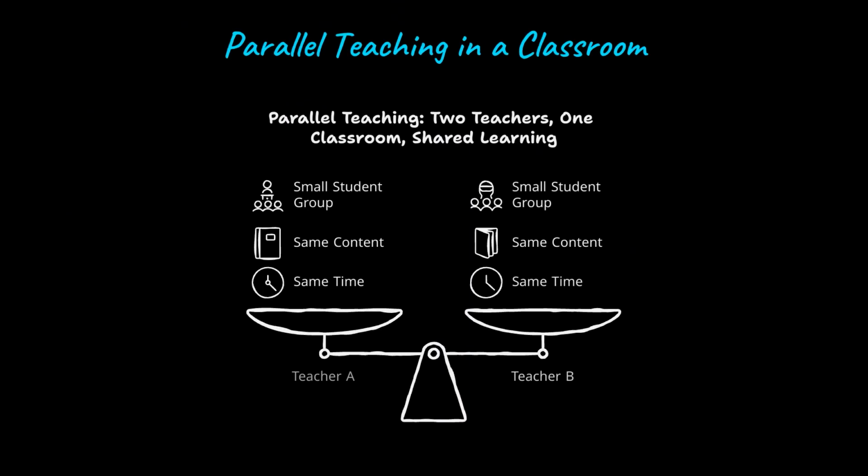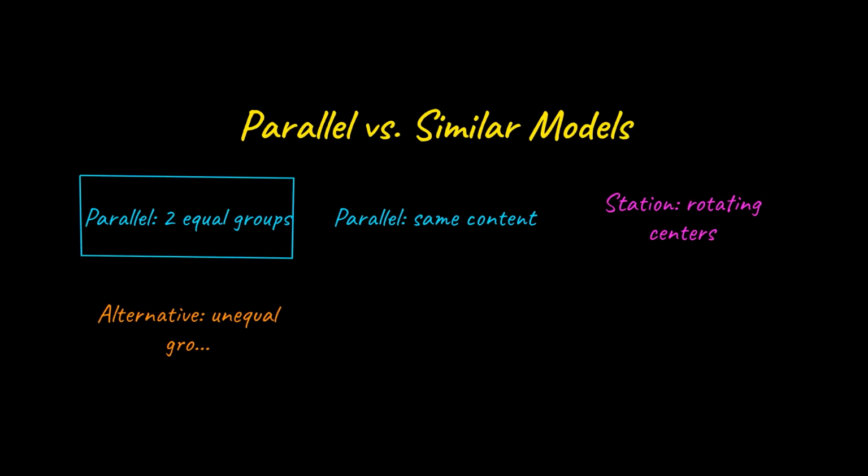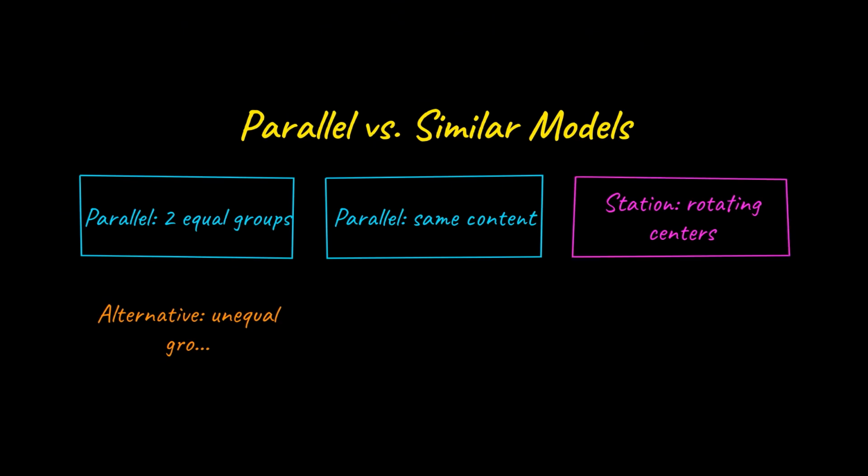Picture a classroom where both teachers work at the same time, each with half the students. Both groups receive the same lesson content. The difference is the delivery environment, not the curriculum. Parallel teaching is often confused with station teaching and alternative teaching. Station teaching has students rotating through centers with different content. Alternative teaching uses one large group and one small group, typically for reteaching or enrichment. Parallel teaching is unique because both groups are equal in size and receive the same content.